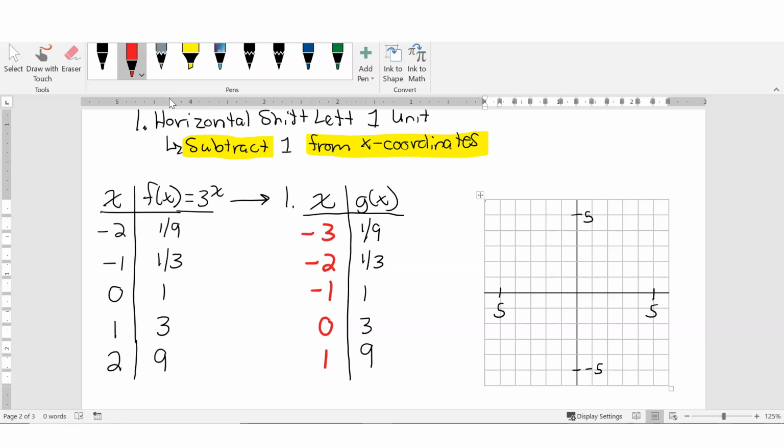Now that we have our final table of coordinates, we can plot the points. So we'll be at -3 and 1/9, about here, -2 and 1/3, right about there. Then -1 and 1 will be here, 0 and 3 will be here, and 1 and 9 would be off the scale a bit here, but of course we can plot it approximately. And so then we can complete the curve. And we do still have our horizontal asymptote at y equals 0.